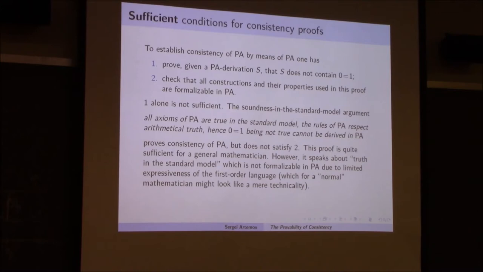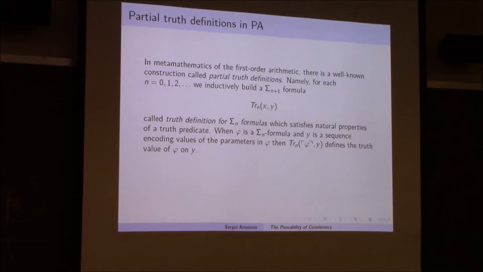So we have to do one, and we have to do two. My opponents try to accuse me of doing two only. So now there are a couple of slides of the real story. The real story is so-called partial truth definitions.